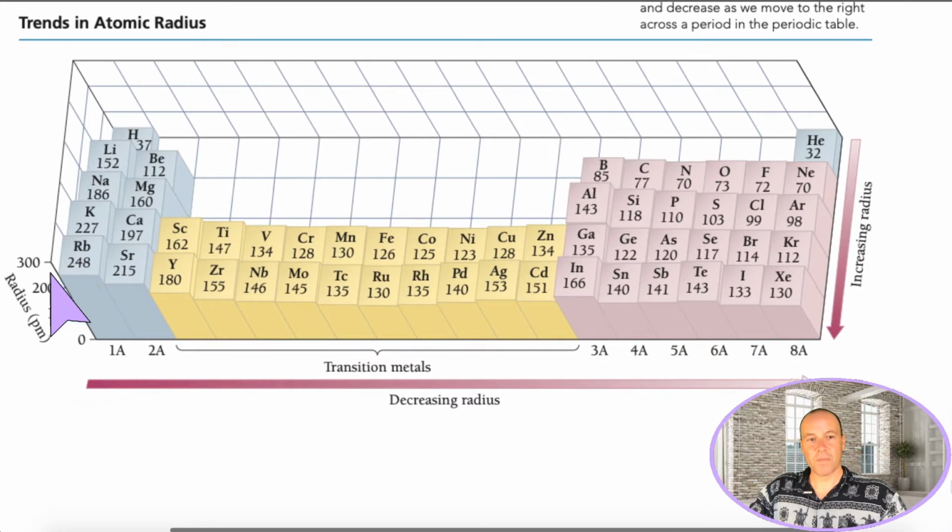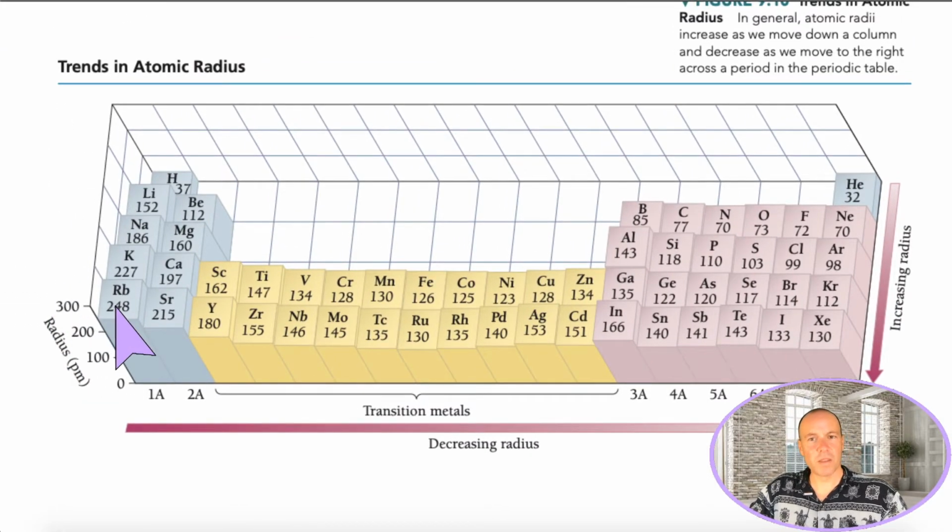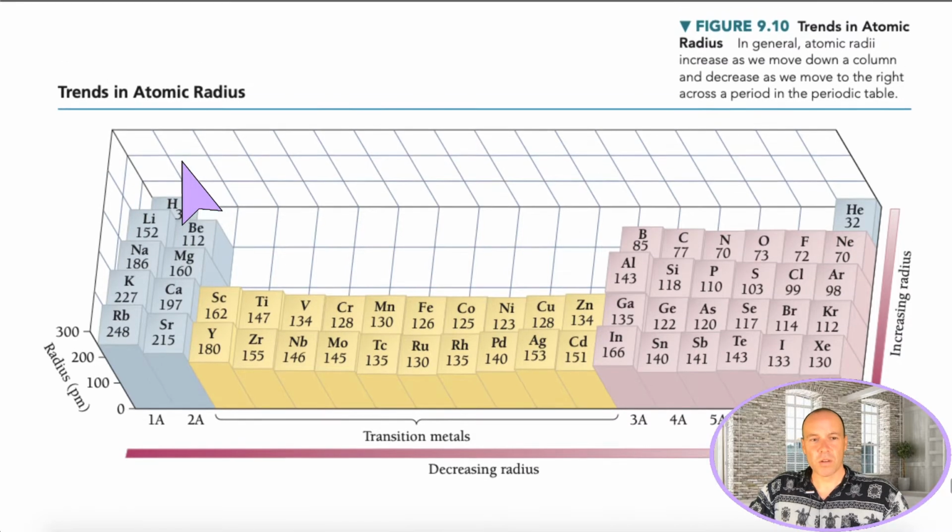Okay. Now, part of this trend is intuitive, and part of it is not intuitive. It's probably not too much of a stretch to see that as you go down a column, the atoms get larger and larger, because there are more electrons in the atom. You're getting to larger and larger shells occupied by the electrons. And so the atom gets bigger and bigger. But maybe a less intuitive part of the trend is that as you go to the right across a period, the atoms actually get smaller and smaller.